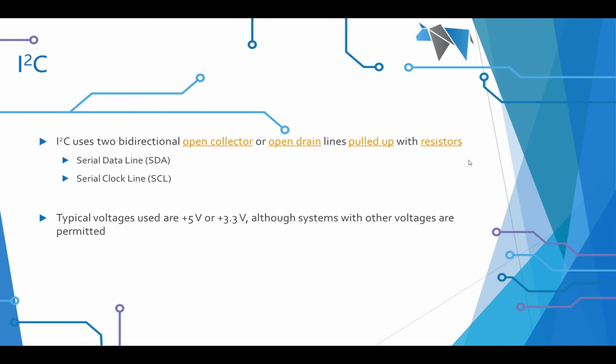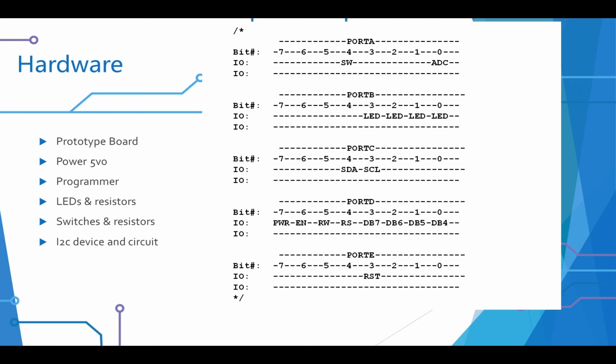I2C is a bidirectional communication protocol, and it uses open collector and open drain lines that are pulled up with resistors. There are two lines, the serial data line called the SDA, and the serial clock line, the SCL. They both need to have pull-up resistors. Typical voltages are 3.3 or 5, and I'm talking here about I2C, not I3C. I'm using 5 volts.